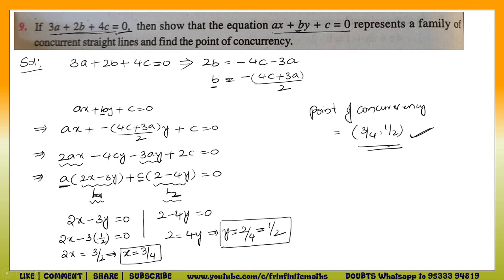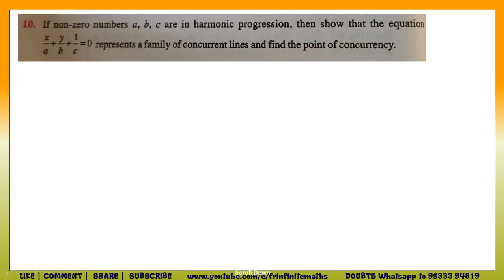In the same way we have one more problem. If non-zero numbers a, b, c are in harmonic progression, so harmonic progression means here indirectly he has given one condition, and he is asking you to show that this line equation x by a plus y by b plus 1 by c is equal to 0 represents a family of concurrent lines.